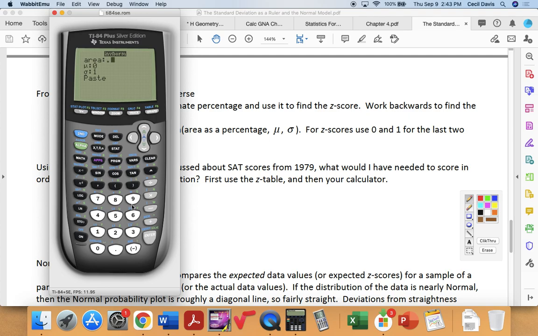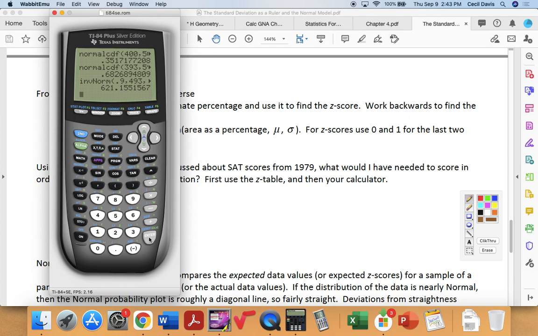Yep. 0.9. And the mean was 493, and the standard deviation was 100. And then is it center? So I would need to have made a 621. What does that number mean? That's the score I would have needed to get into the 90th percentile.